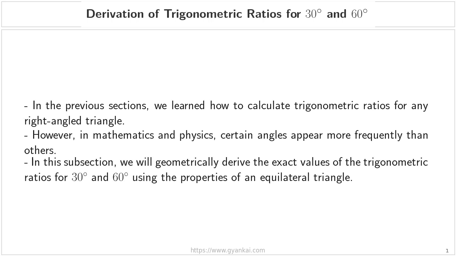In this session, we are going to move beyond simple calculation. We will use a geometric approach to derive the exact trigonometric ratios for 30 degrees and 60 degrees. To do this, we will utilize the unique properties of an equilateral triangle, which will allow us to break down the geometry into right-angled components that we can analyze step by step.